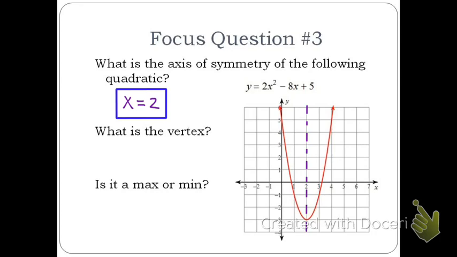Okay, what is the vertex? Well, the vertex is at this point here, and that is at 2, -3. Alright, is this a maximum or a minimum? Now looking at this graph, it goes down and then comes back up. Since it goes down in the first place, it's going to have a minimum.